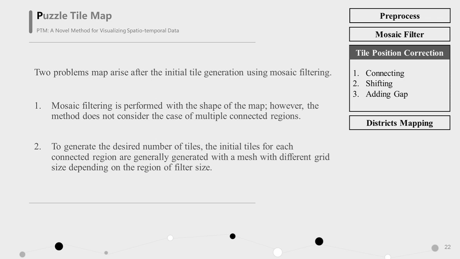The first one is that mosaic filtering is performed with the shape of the map. However, the method does not consider the case of multiple connected regions. And the second one is to generate the desired number of tiles. The initial tiles for each connected region are generally generated with a mesh with different grid sizes depending on the region of filter size.